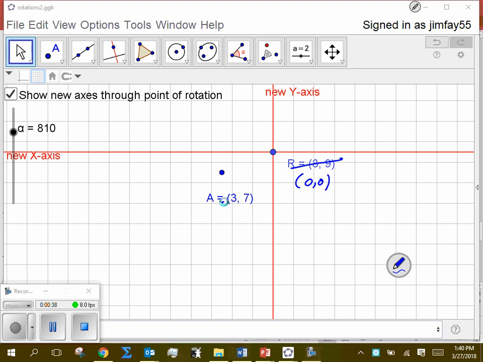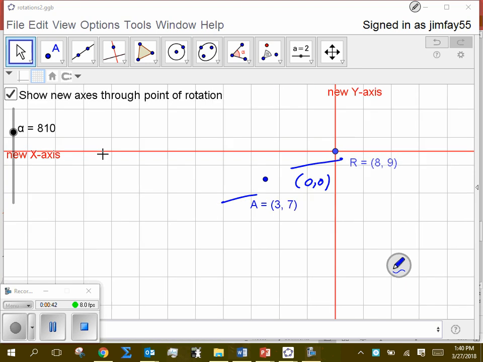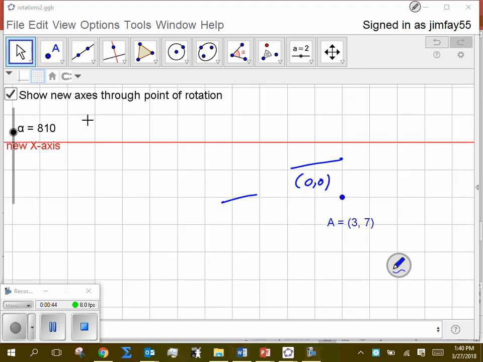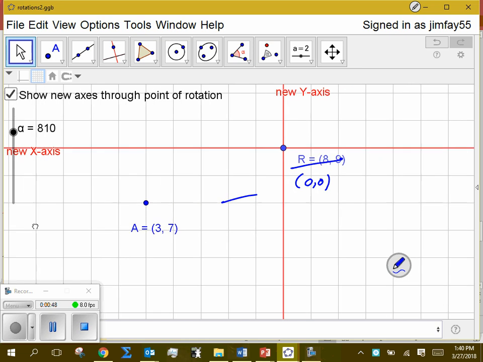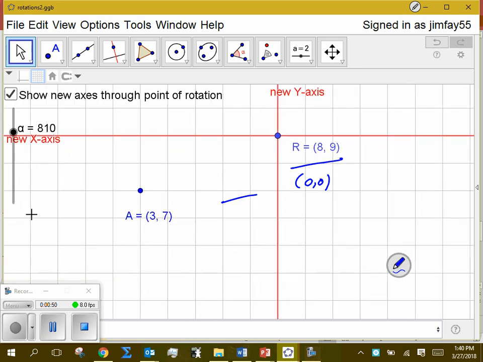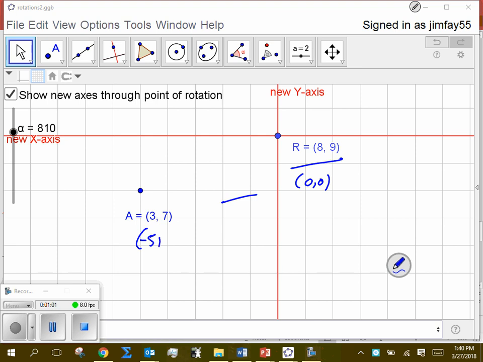And what does this relabel as? I'll zoom in to make it clearer. Careful. If I go from here, this is 0, 0 now. So it's -5, -2. Okay. Now that is the point that we're going to rotate.